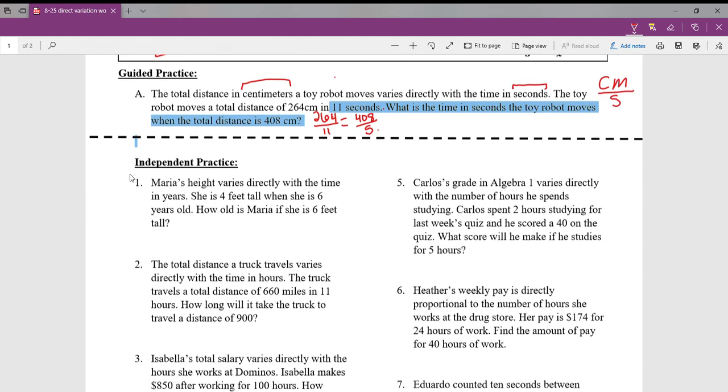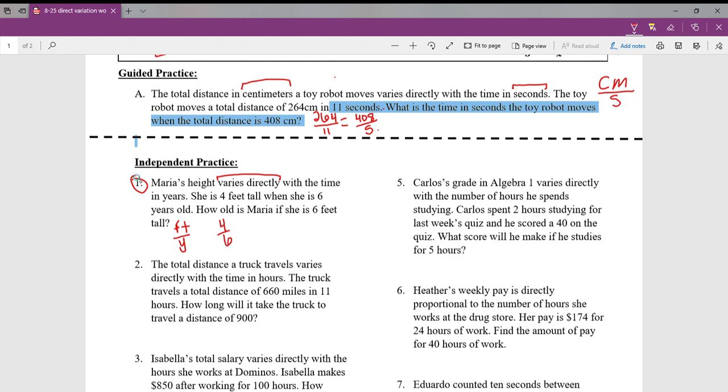So I'll go through number 1 right here. So it says Maria's height varies directly. So here's the part that tells me we're setting up a proportion with the time in years. So it's her height over time. We find out that it's talking about 4 feet. So I'm going to do her height is feet over years. So again, I just want to make sure when we're setting up our proportions, we're doing so correctly. We always have the same unit on the top and the same unit on the bottom. So it says she is 4 feet tall when she is 6 years old.